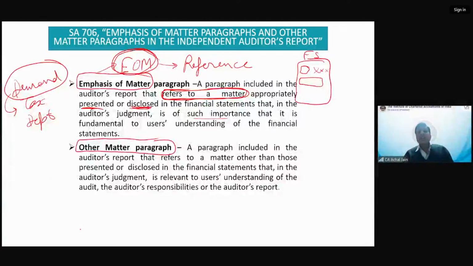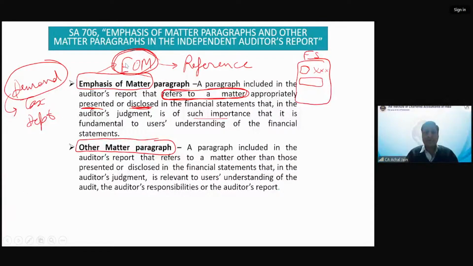Now, let's talk about this other matter paragraph. So what do you mean by this? Other matter paragraph is also about highlighting something. Okay. So it is again exactly similar to what we have discussed about EOM. Here again the objective is what? Auditor wants to bring to the notice of the users of financial statements some matter in relation to the financial statements. Yes or no?